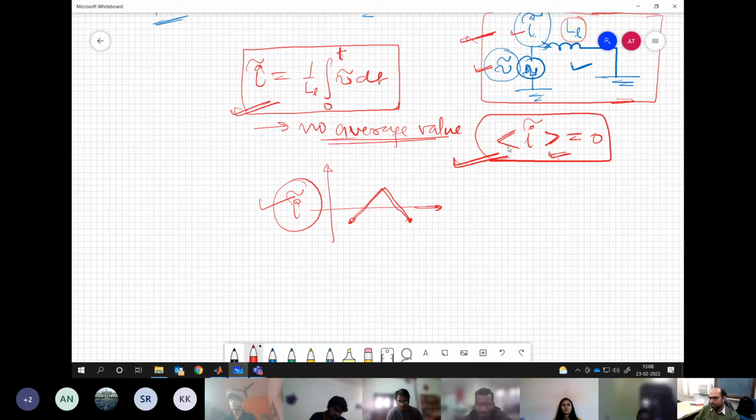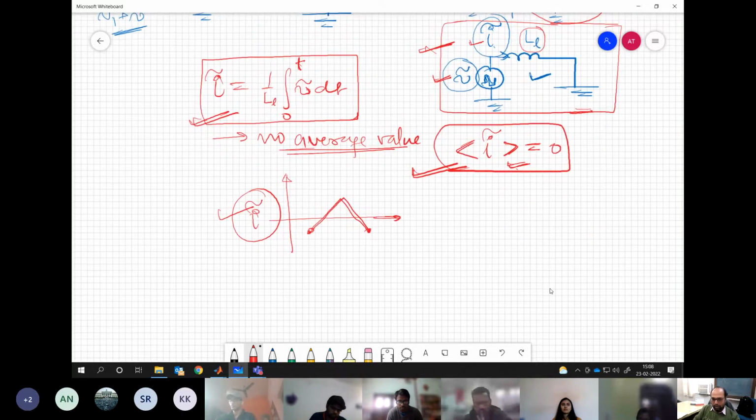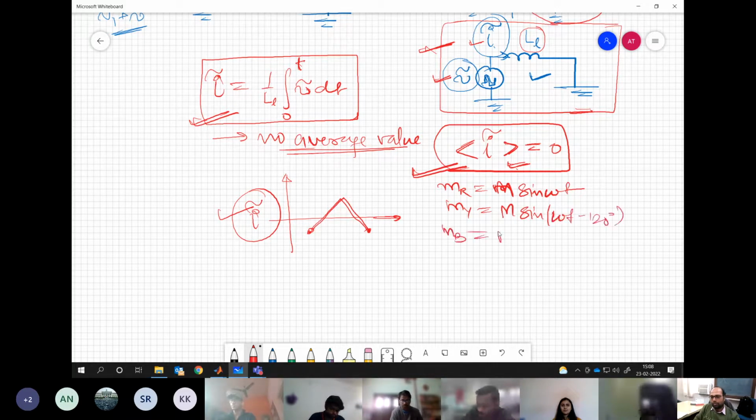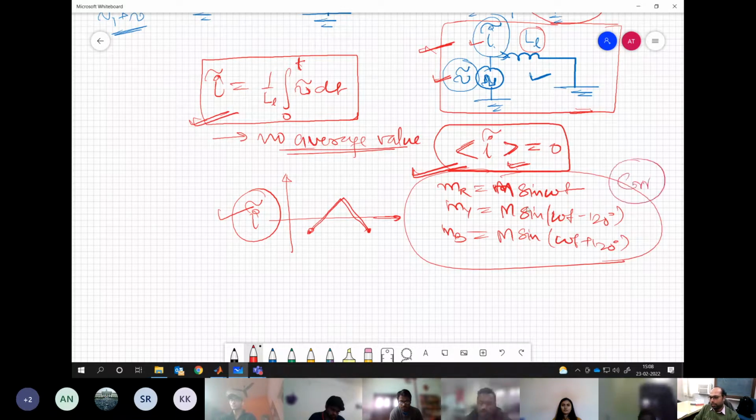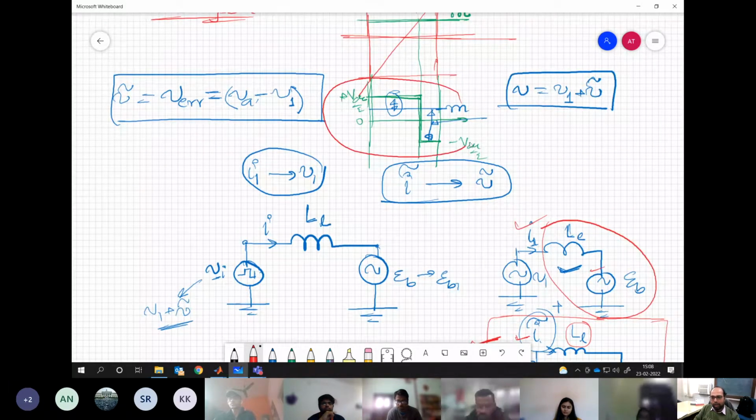But now how to do that? For a three-phase system, we have three modulating signals. Say, I will write here, let us say, MR is there, some capital M sine omega t. This is what we are having, and this is getting compared with a triangular carrier. How to compute the ripple? For that we need to know the voltage error. Now, whatever I have drawn earlier, is this the error actually? The difference between the pole voltage and the desired output?